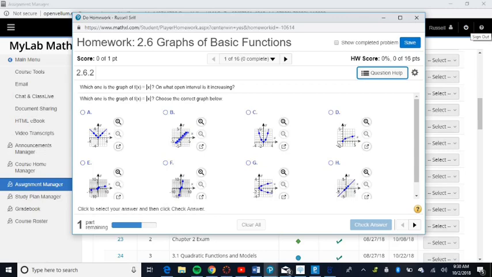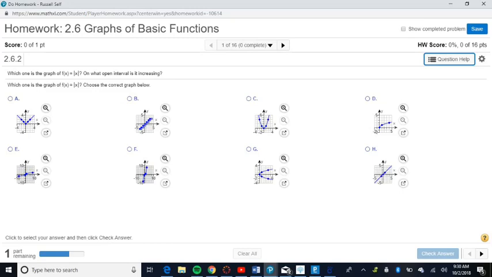Okay, so here is the homework that you'll be doing in this particular section. You see that they're going to be asking you about graphs, and then they're going to be asking you if it's increasing. They'll also ask about decreasing. Remember that that's as you're reading it from left to right, just like you're reading words on a page. If it's going up, it's increasing. If it's going down, it's decreasing.